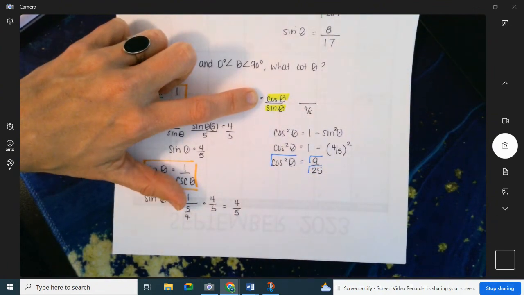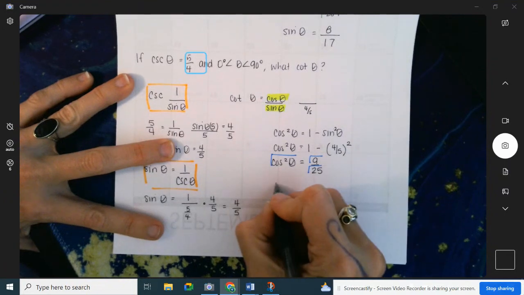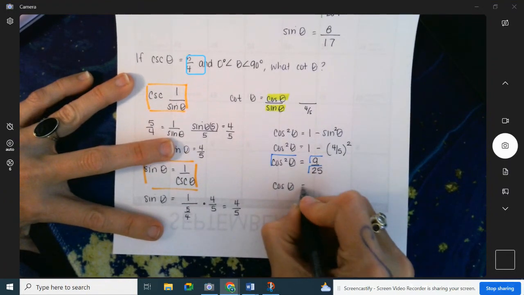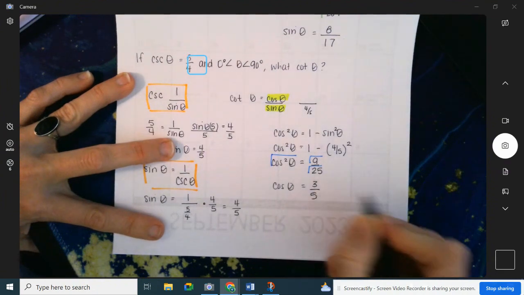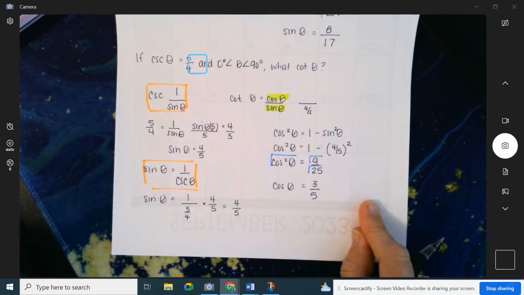Again, these are nice, neat ones like I was telling you in the last video. Those both give you a beautiful square root. So the square root of 9 is 3. The square root of 25 is 5. Remember, every time you take the square root of any number, you have a positive and a negative.